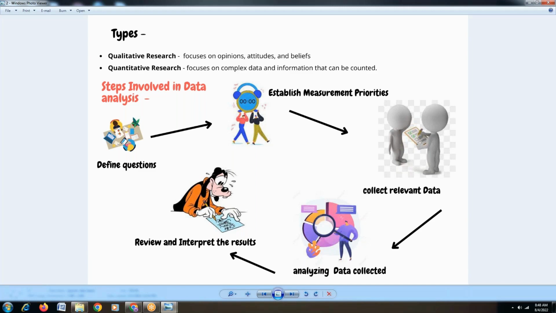I hope this video has given clear insights about what data analysis is and why data analysis is used. At the same time, what the different types of data analysis are, and what the steps involved in it are.